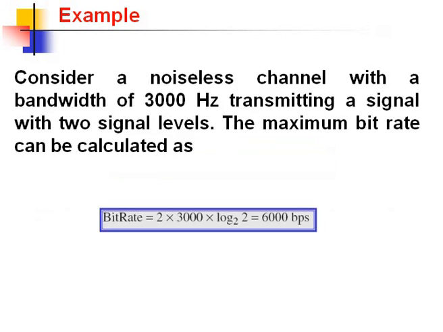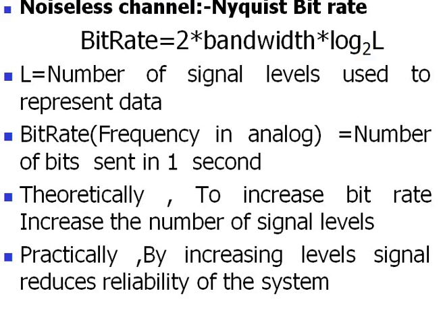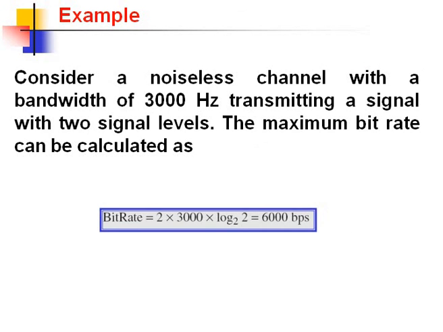Next, one more example. Consider a noiseless channel with a bandwidth of 3000 Hz transmitting a signal with two signal levels. The maximum bit rate we have to calculate by using the formula: bit rate is equal to 2 into bandwidth into log 2 of L. So the same thing can be represented here by using the same formula. Bit rate is equal to 2 into bandwidth, 3000, into log 2 of L, that is the number of levels, two signal levels. It gives 6000 bits per second.